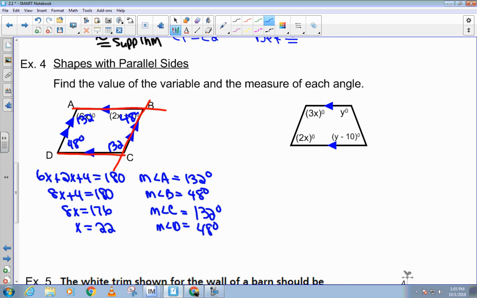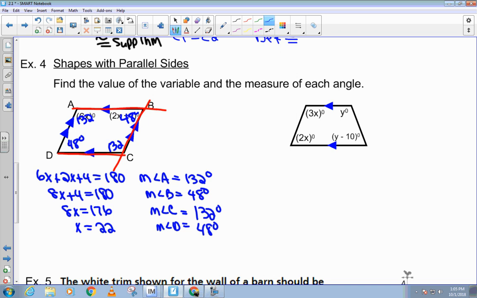The same side? That's what I said. Yeah, the same side interior. Yeah, you're right. I think that's what I said. I don't know what I said, but I think that's what I said.